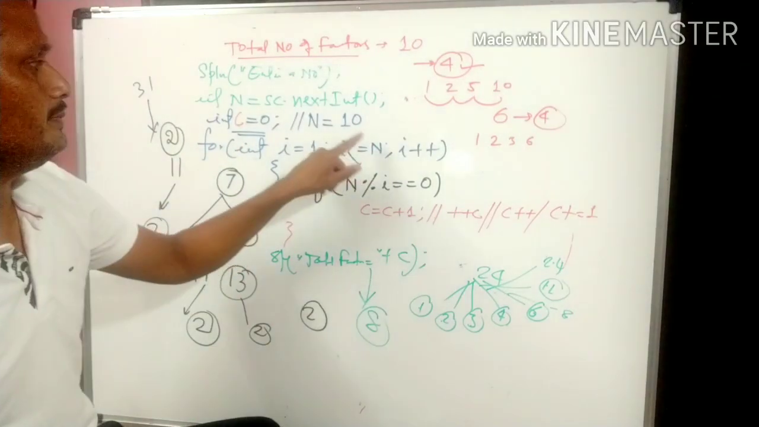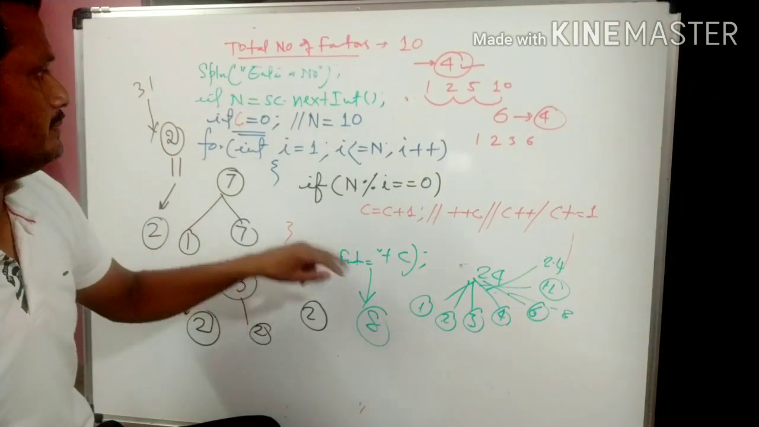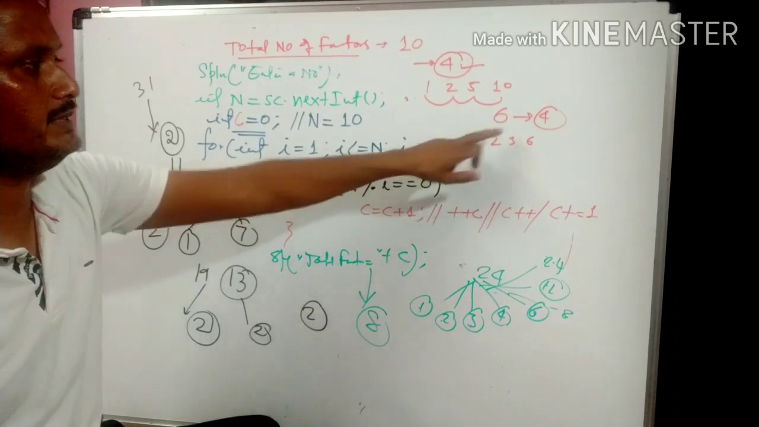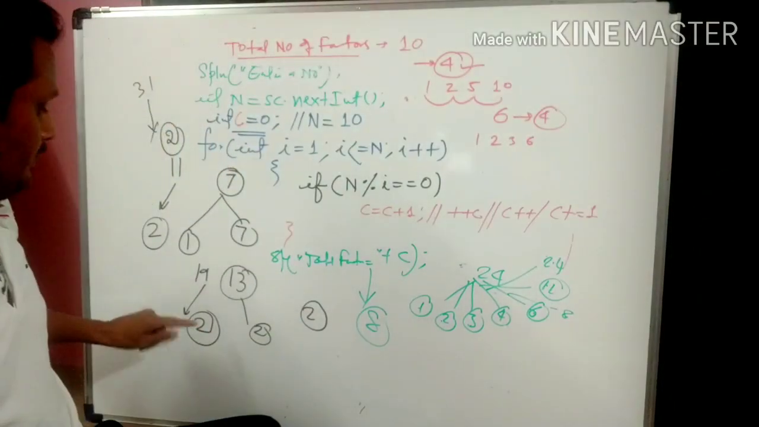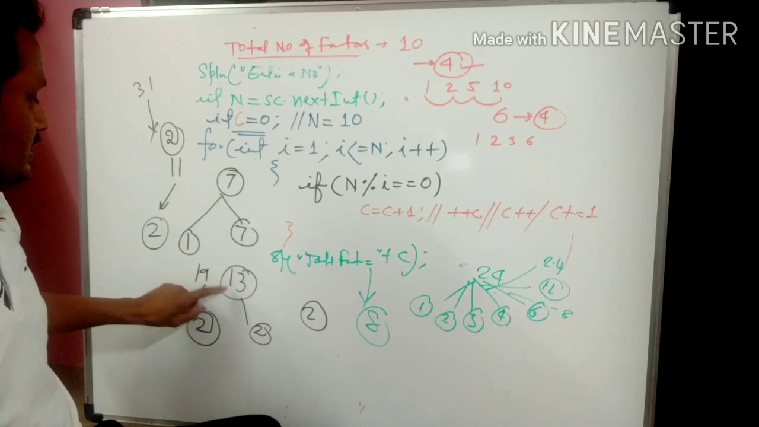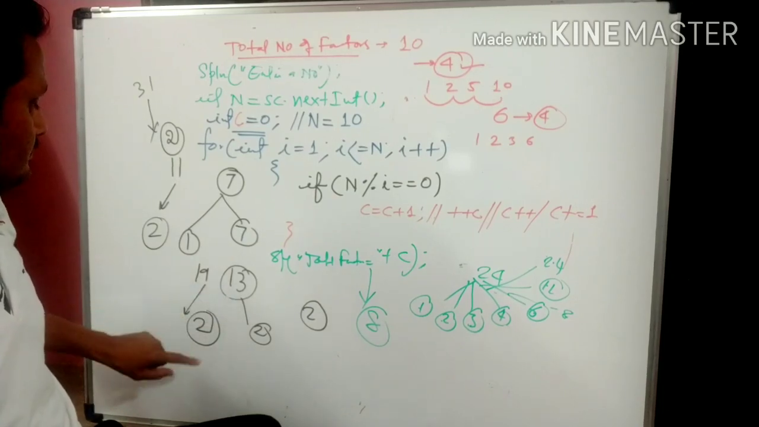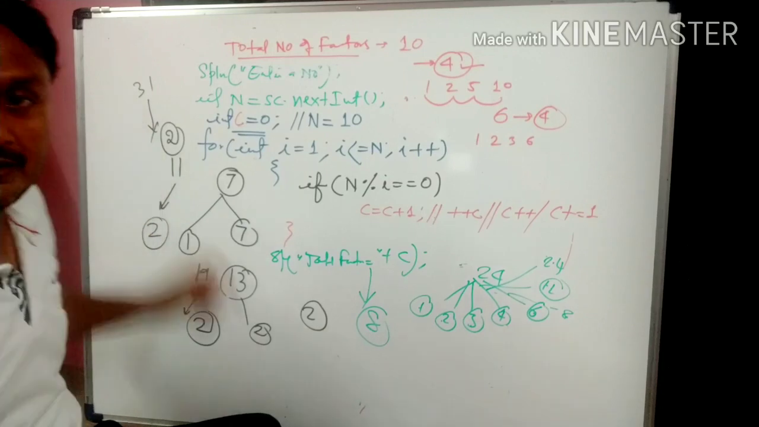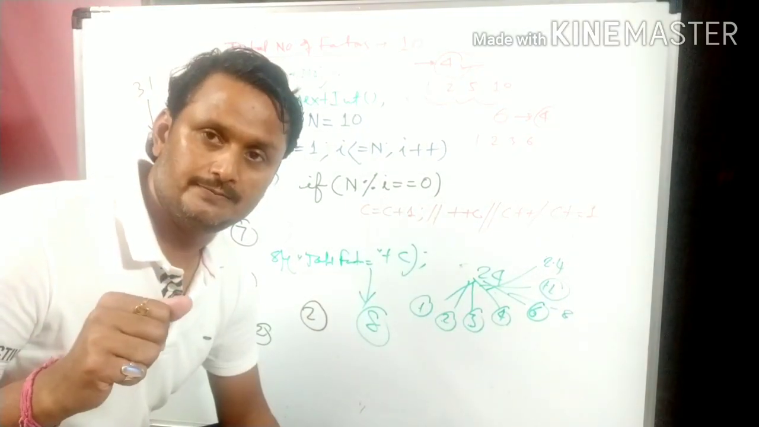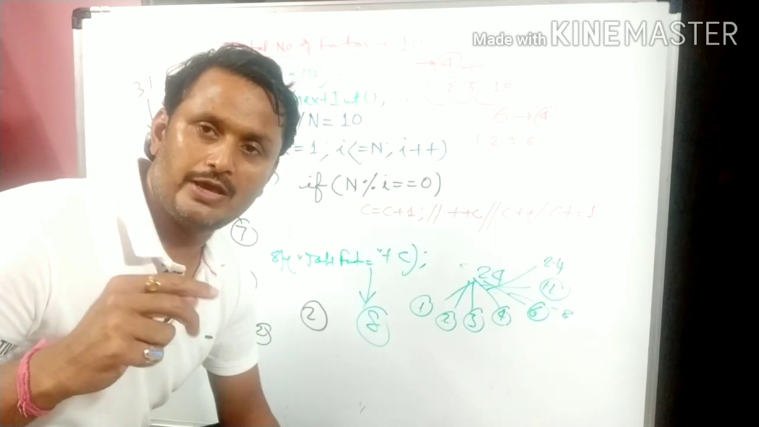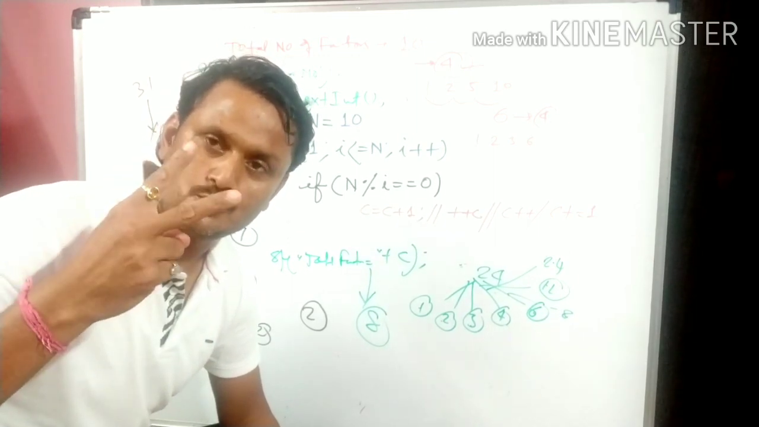Here, if the number is 10, we are getting 4. If the number is 24, we are getting 8. If the number is 6, the number of factors will be 4. But in the case of 7, 13, 19, 31, 5, 23, 29, we are getting total number of factors 2. Why? Can you tell me?